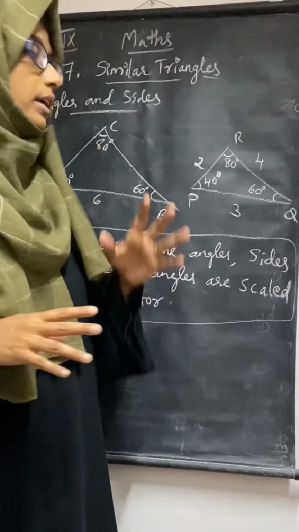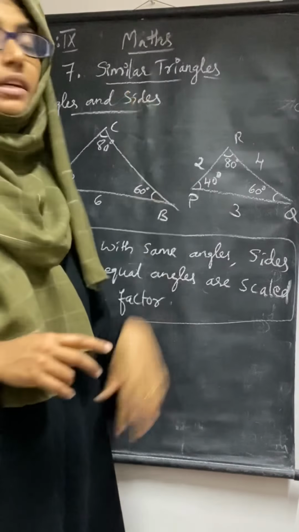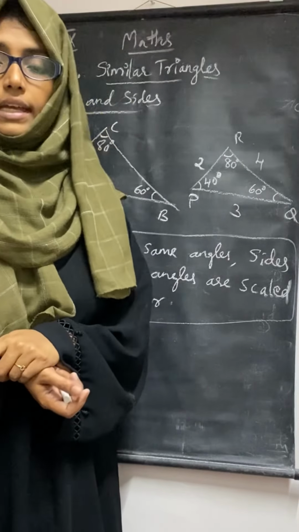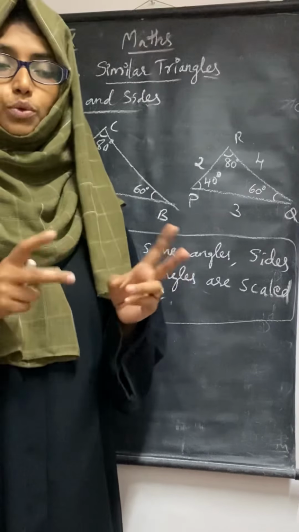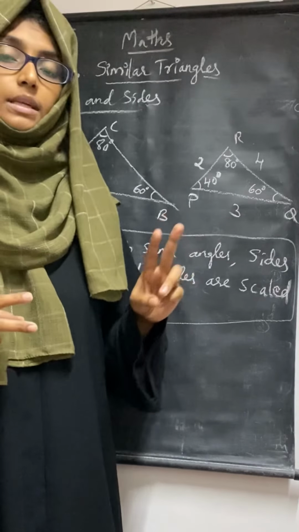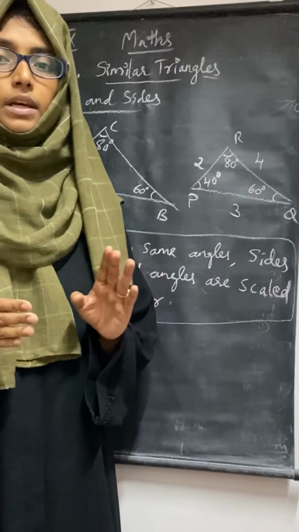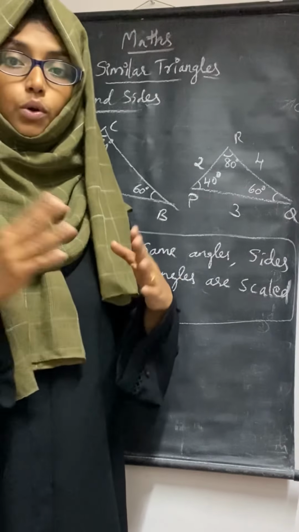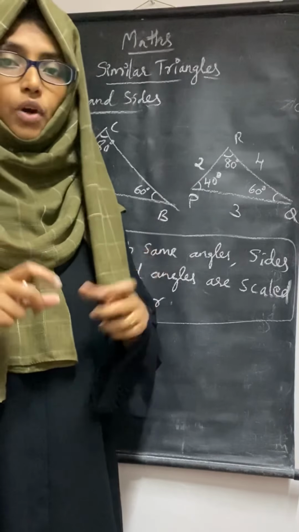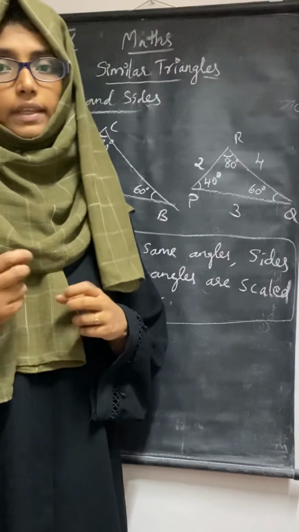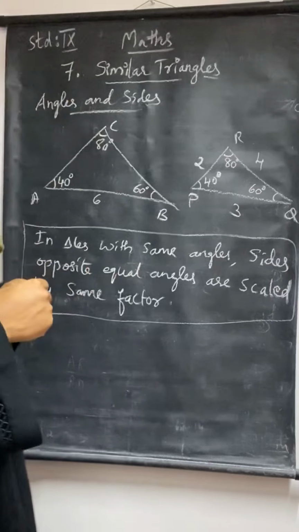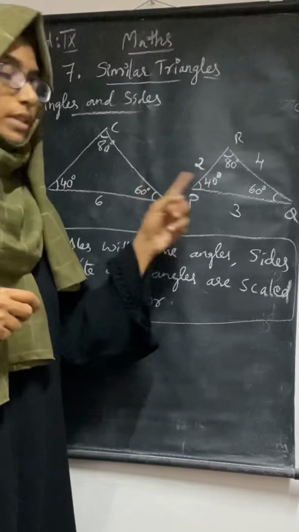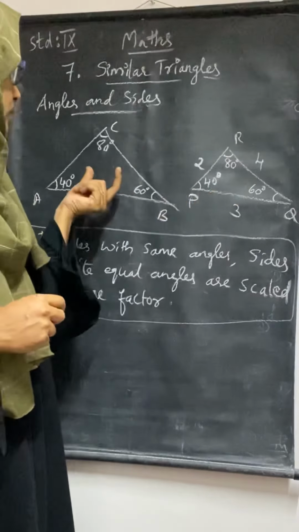But here it is not equal triangles, it is similar triangles. How can we say it is similar? If two triangles are given, we have to say whether it is similar or not. So similar means one triangle will be bigger and one will be smaller. By looking only you can understand it is not equal, but you have to check whether it is similar or not. So for example, you are given two triangles here, one smaller and one bigger.